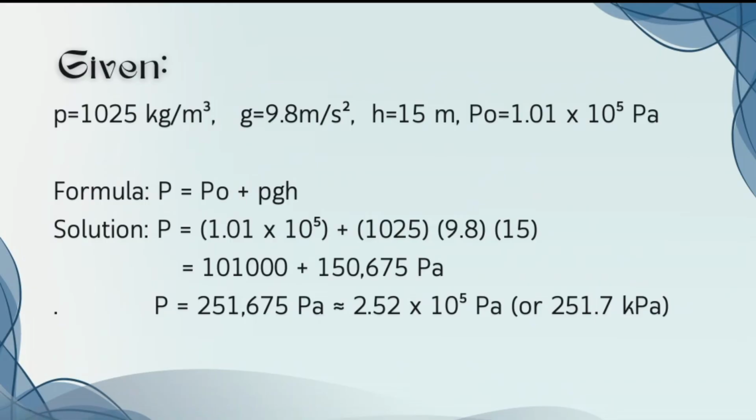So the answer now is 2.52 × 10^5 Pa, which is about 251,675 Pa. The calculated pressure of 2.52 × 10^5 Pa represents the total pressure experienced by the diver at a depth of 15 meters in seawater. This total pressure is the sum of the atmospheric pressure at the surface, which is 1.01 × 10^5 Pa, and the pressure due to the weight of the water above, ρgh.